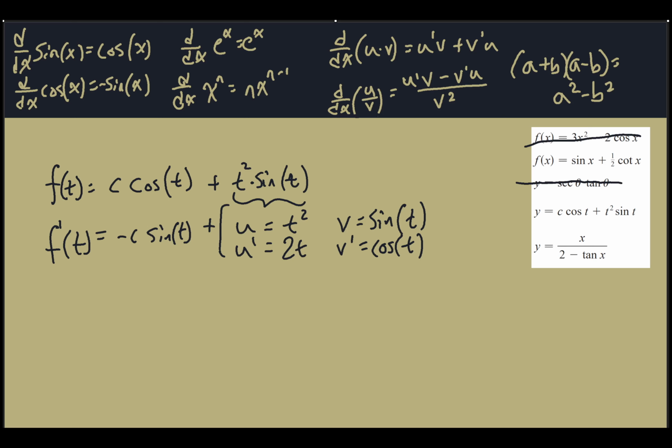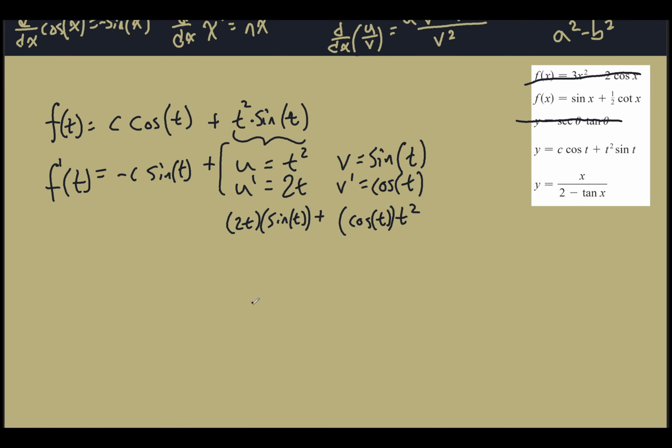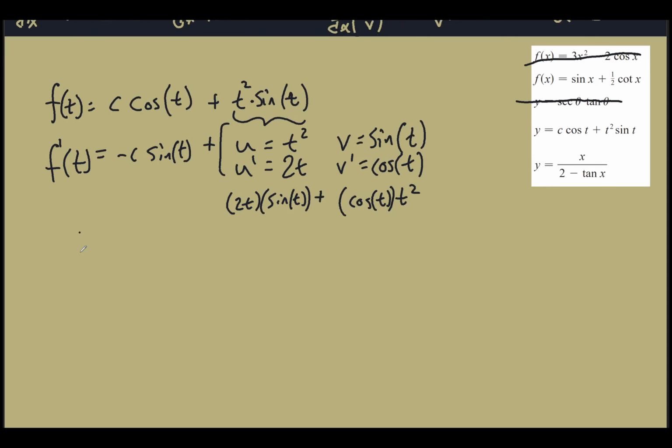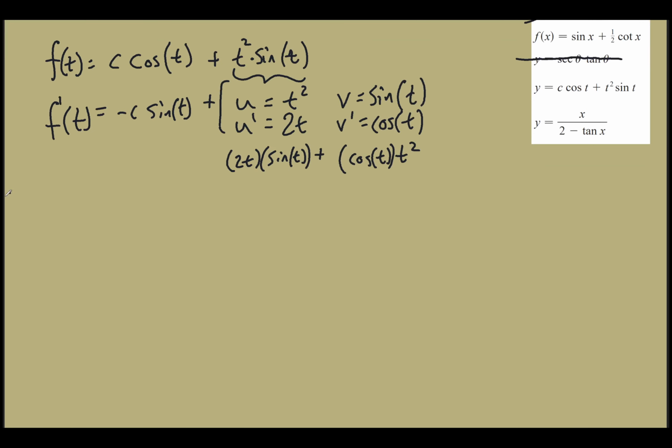Right? So we're going to get u prime v plus v prime times u. So our final answer, can that be simplified at all? We can take a t out of it. I'll see what we can do here. Maybe we'll play with it a little more. Let's see what happens here.